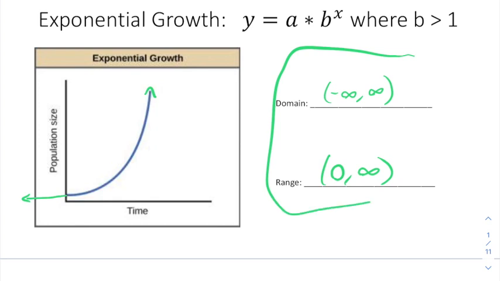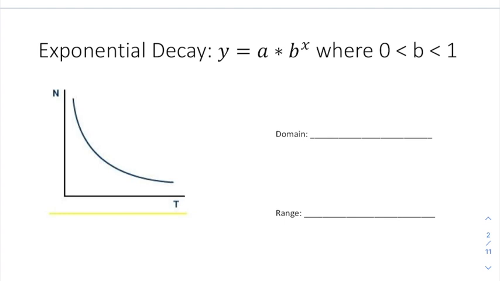The domain and range do depend on a being positive. This graph would flip upside down, and the range would then change if a were negative. Here's an image of what exponential decay looks like. Notice that the exponential decay formula is the same as exponential growth, but now b must be between 0 and 1.